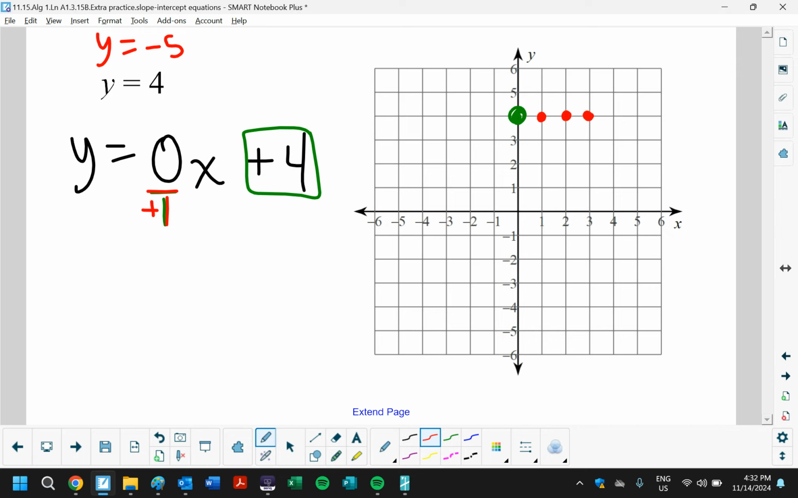Shoot, I could go down 0 and left 1, down 0 and left 1. And notice what kind of line this makes. It is a horizontal line. If you were to look at any of those ordered pairs, any of them, here I see negative 3, 4, here I see 0, 4, here I see positive 3, 4, here I see 6, 4.